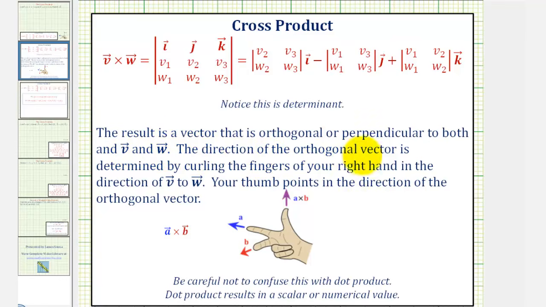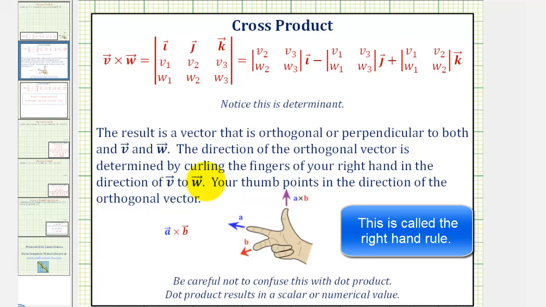And the direction of the orthogonal vector is determined by curling the fingers of your right hand in the direction of vector v to vector w. When doing this, your thumb points in the direction of the orthogonal vector. So looking at this picture here, if we find the cross product of vector a and b, and using your right hand, you point your fingers in the direction of vector a so that they would curl toward vector b when you close your hand, the cross product will be in the direction of your thumb.